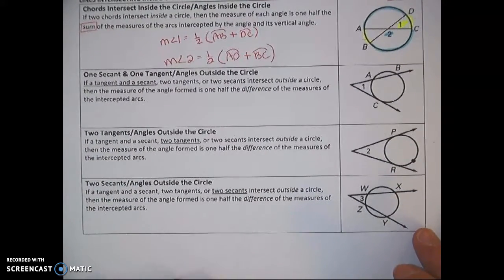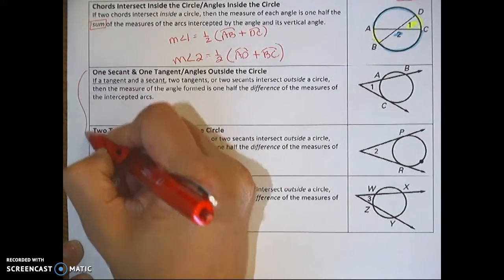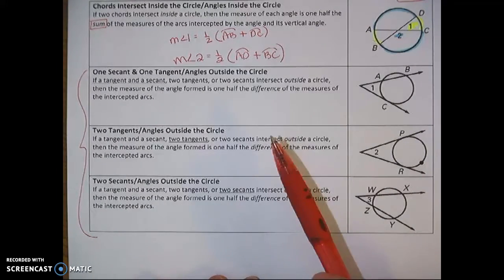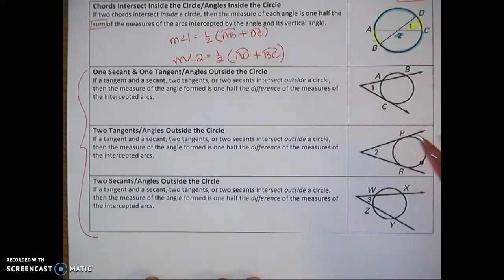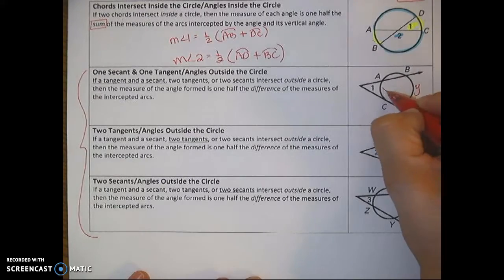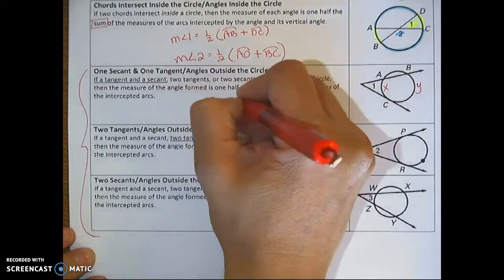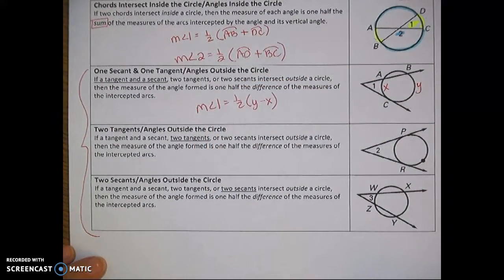Another relationship that we have with segments in a circle are the three relationships below this. All three of these are the same relationship. It's just that we have three different types of segments. So I have one secant and one tangent, two tangents, and then two secants. All of them form the same relationship, and that is that the angle is 1/2 the difference of the two intercepted arcs. If I have this arc here as X and the arc AC as Y, that means the measurement of angle 1 is 1/2 Y minus X. You subtract the two arcs and take half of it.